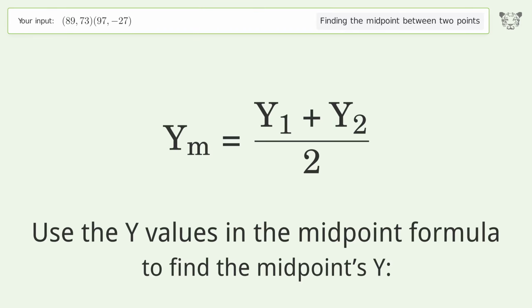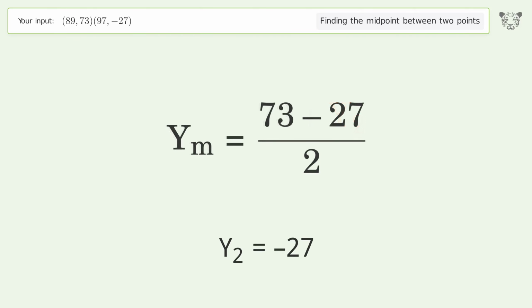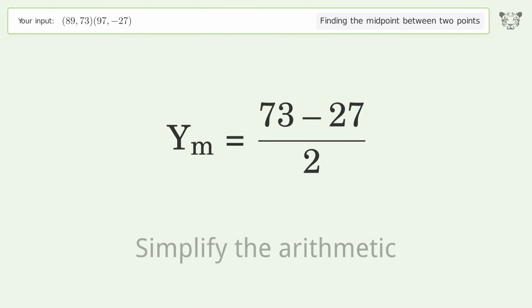Use the y values in the midpoint formula to find the midpoint's y. y1 equals 73. y2 equals -27. Simplify the arithmetic.